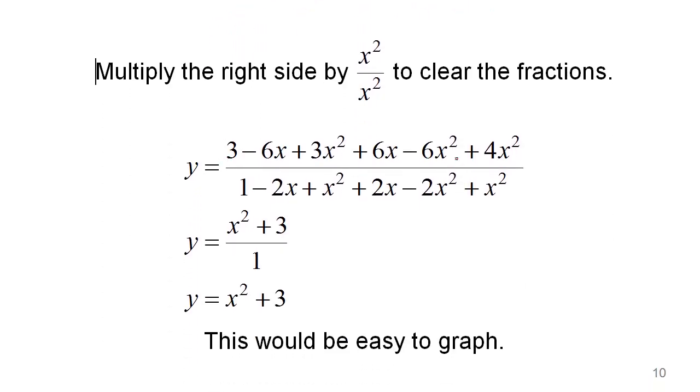So when I get the numerators all written down and the denominator, this all cleans up to something that's really pretty simple. I get y equals x squared plus 3. That would be quite easy to graph. So sometimes it's nice to take the parametric equations and be able to write them without the parameters.